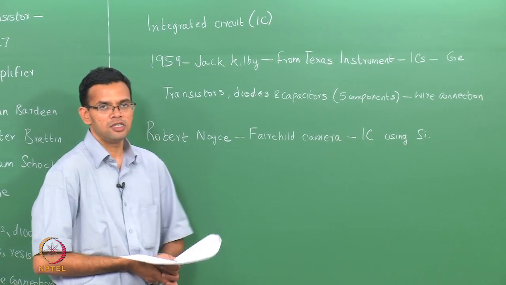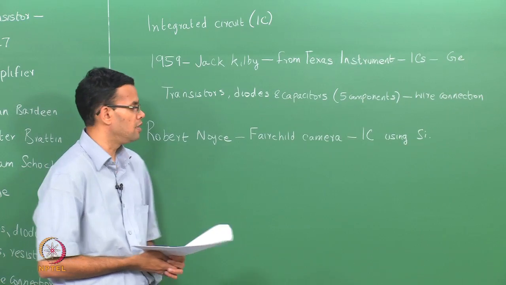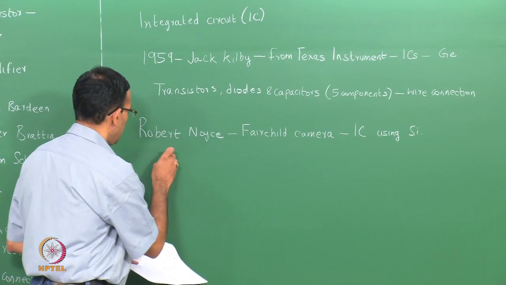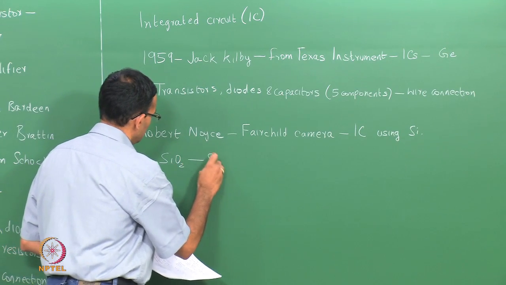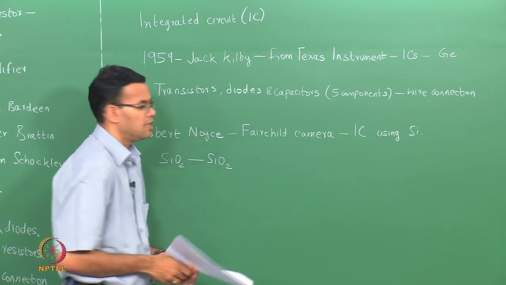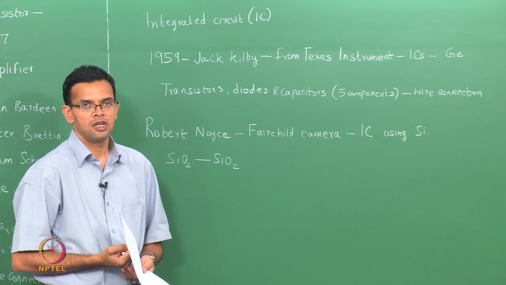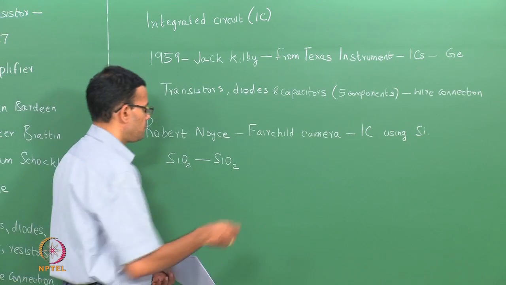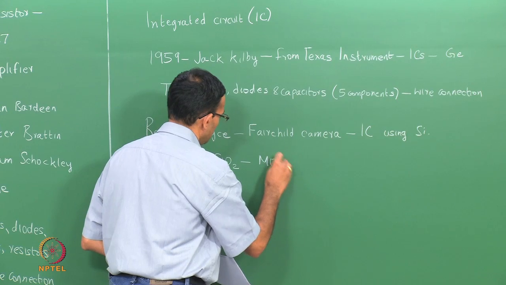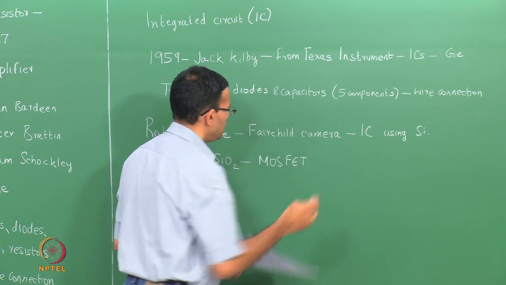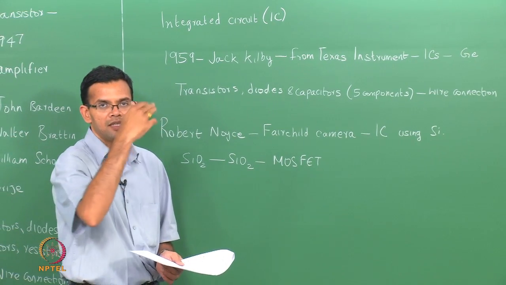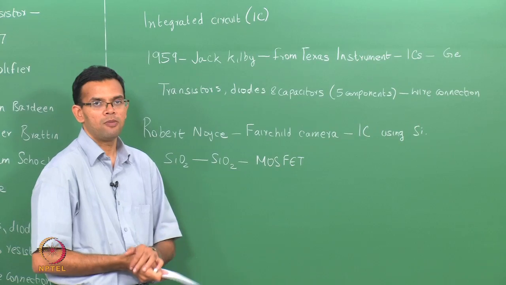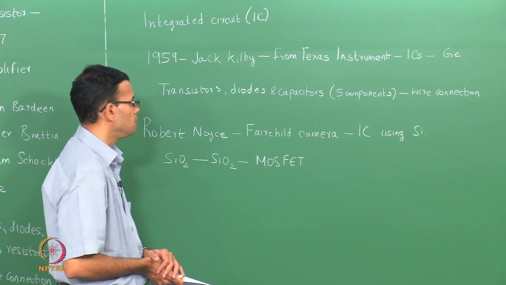The advantage of using silicon, apart from the abundance in this particular case, was that silicon forms a naturally occurring oxide, SiO2, and this SiO2 on the wafer surface can be used as an insulating layer for forming MOSFETs. You have seen that before when we looked at MOSFETs, that there was a dielectric layer that separates the gate from the channel. This dielectric layer can be easily formed on silicon using SiO2.